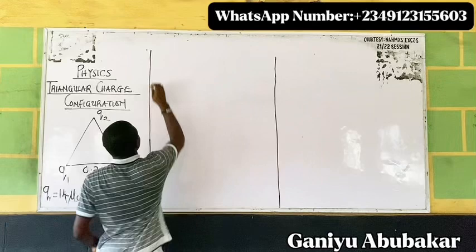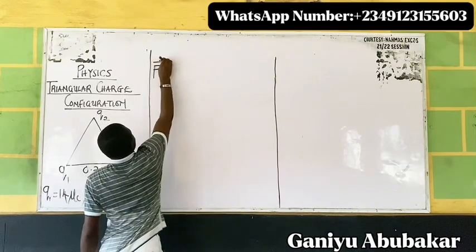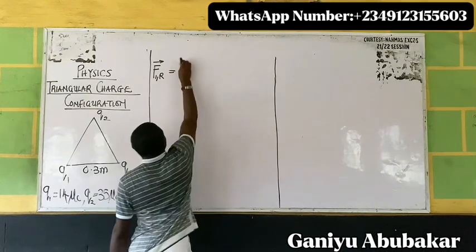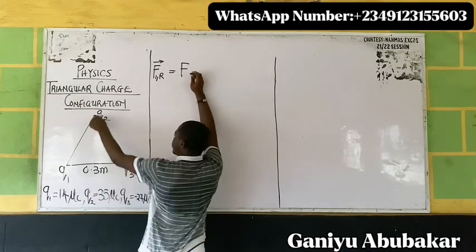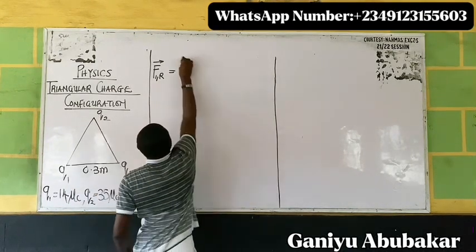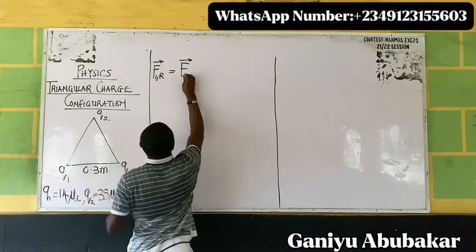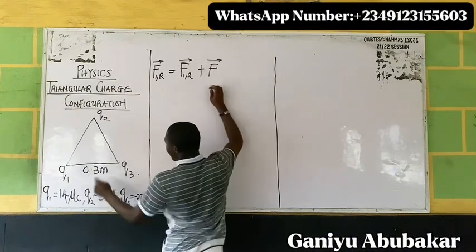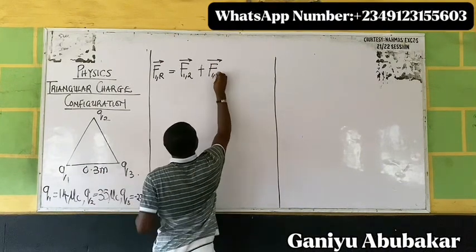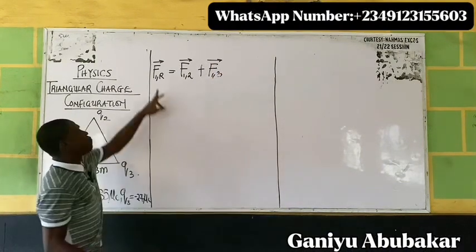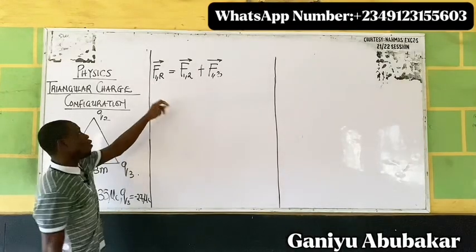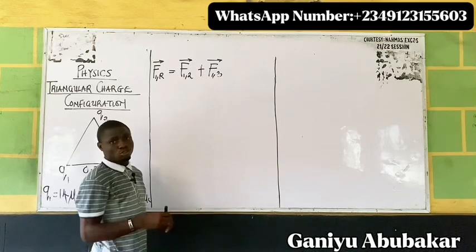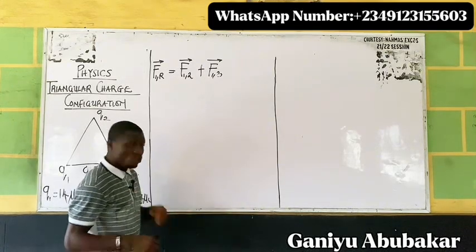So this becomes the resultant force at charge Q1, that's F1 resultant, is equal to this, to this, and this to this. That becomes F12 plus F13. So to get F1 resultant, I need to sum up the value of F12 plus F13. Let's get F12 using the concept of Coulomb's law.